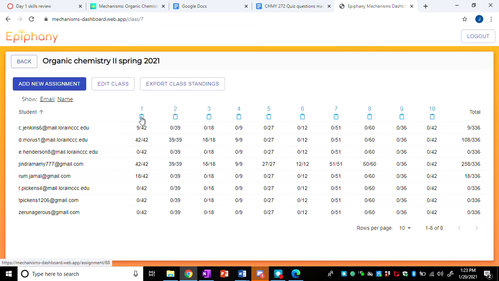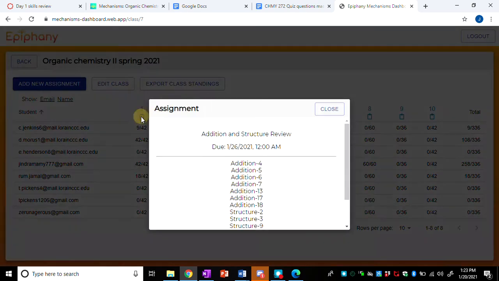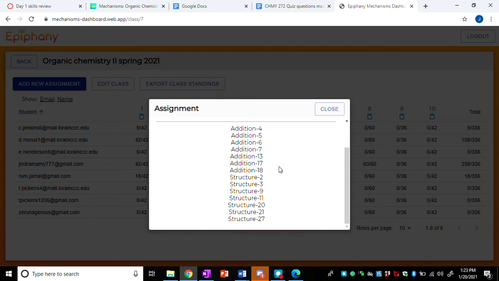So the first one is due in less than a week. And there's a bunch of mechanisms in here to get through. So a lot of this is review from stuff we did last semester, but it's really helpful to see the electron movement and work through that. And you know, all you have to do is get through it to earn the points.